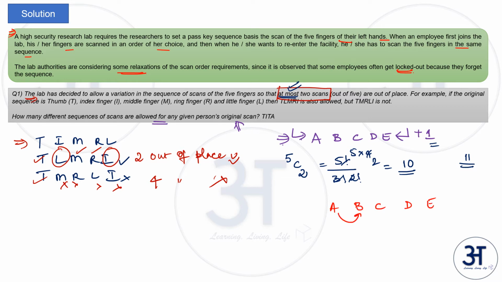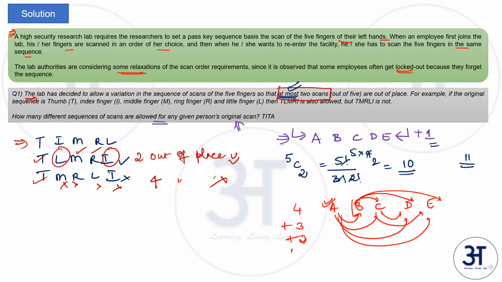A can be shuffled either with B, C, D or E. And once this is done, B and A is already considered here. So B with C, D and E. So 4 plus 3 plus again for C it is D and E, 2, plus D is 1. So 4 plus 3 plus 2 plus 1 is 4 into 5 by 2, n into n plus 1 by 2, right? So that is nothing but 10. So in both cases you get 10.